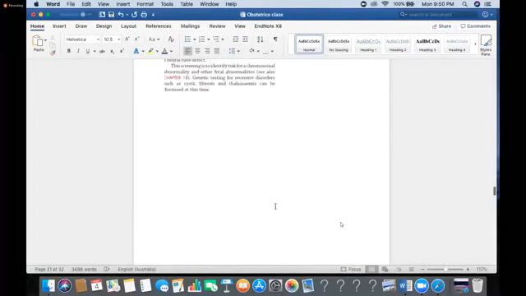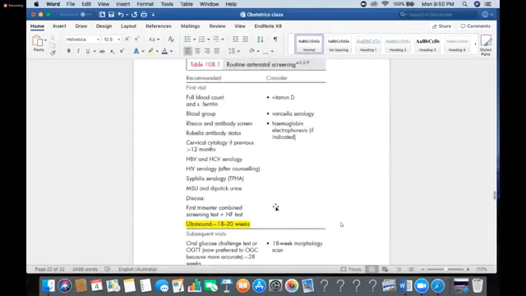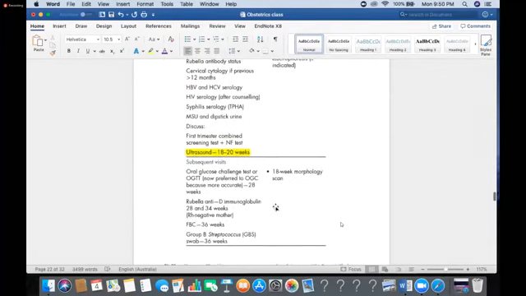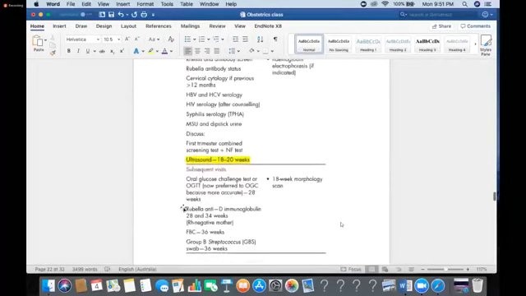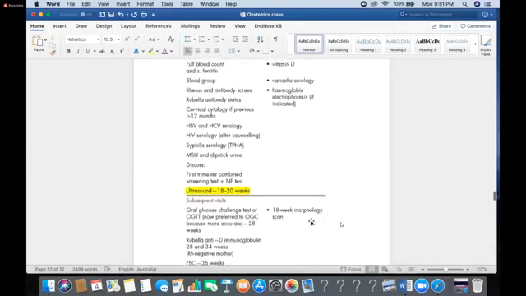Any other questions, please? And you will have to remember this too. When do you do OGTT? 28 weeks. The 18 weeks ultrasound scan is a morphology scan. And you will do the rubella anti-immunoglobulin test at 28 and 34 weeks. And group B streptococcus, which we call the bug test, is at 36 weeks. These are important. They might come in later.